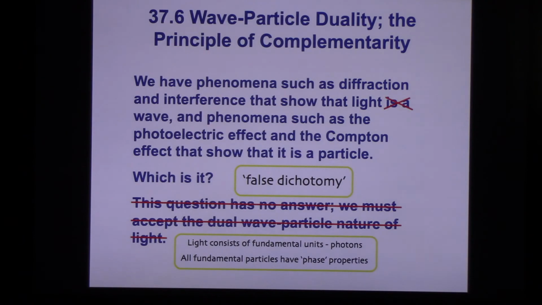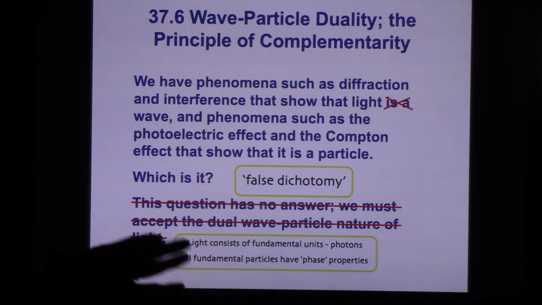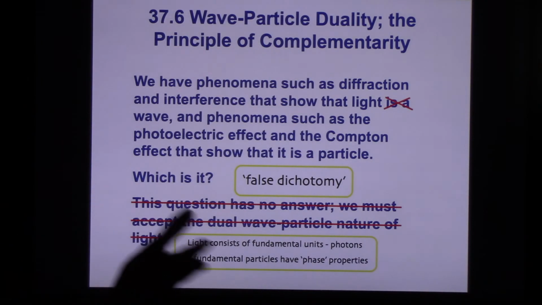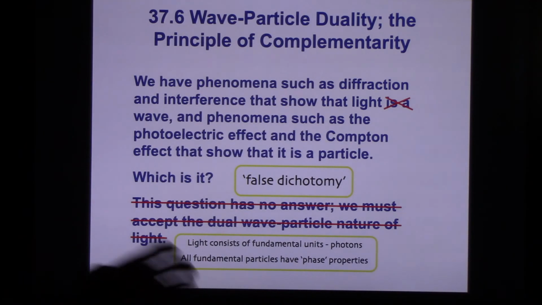Now what that would suggest is that somehow particles and waves are mutually exclusive, and that they're the only two possible categories we could imagine classifying something into. So I don't think that's that useful.